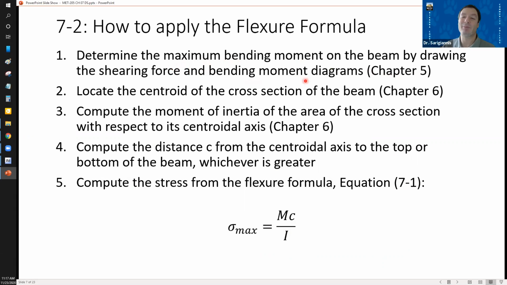the shearing force and bending moment diagrams, which, yes, by the way, I still have to finish grading that homework. Sorry about that. I had some quizzes behind it.